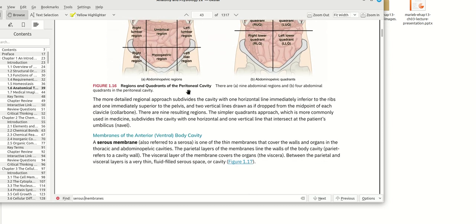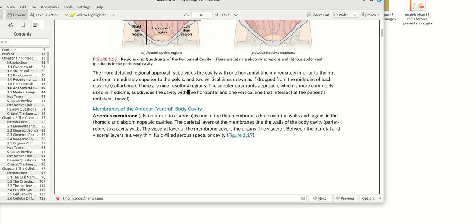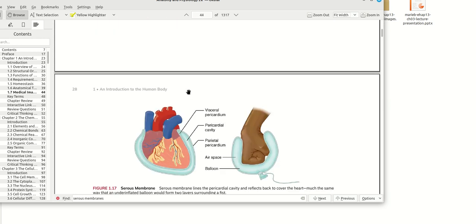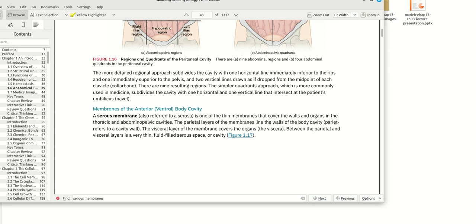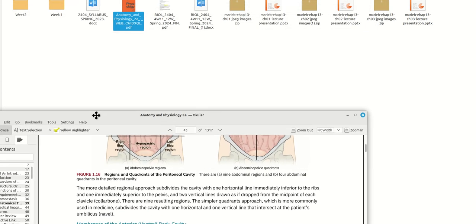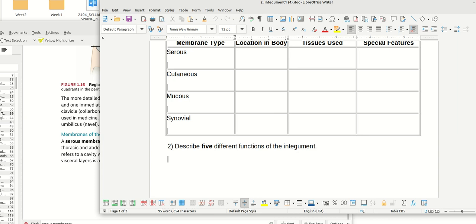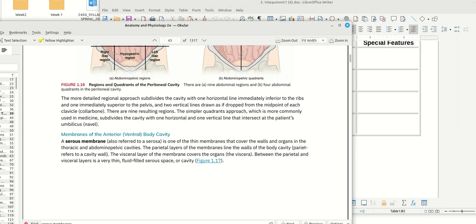That is probably not one listed in the PowerPoints, but if you found it on the internet or you found it here, I would accept that one. So if you put something a little different, I'd accept it. So that's the serous membrane. Let's talk about the synovial here. The synovial, of course, are in joints. So let's type that in down here.